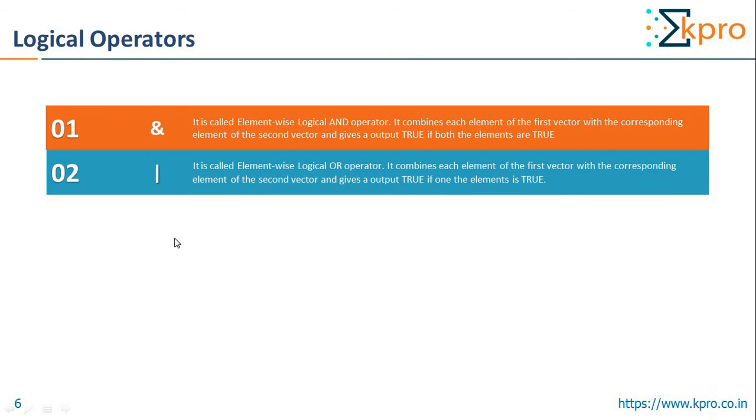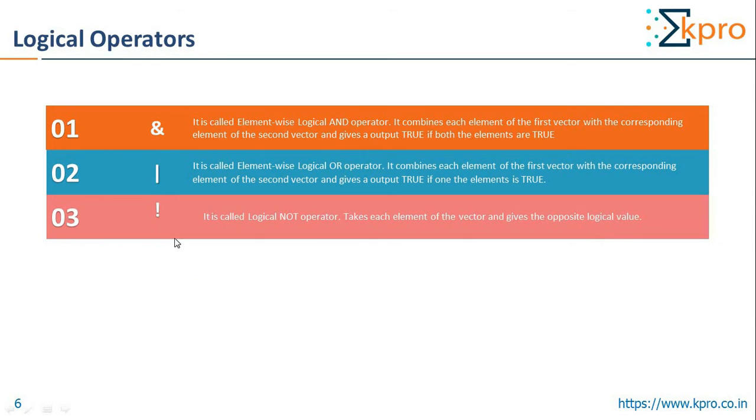The second is the element-wise logical OR operator. It combines each element of the first vector with the corresponding element of the second vector and gives output true if one of the elements is true. The next is the NOT operator, also called the logical NOT operator. It takes each element of the vector and gives the opposite logical value of it.